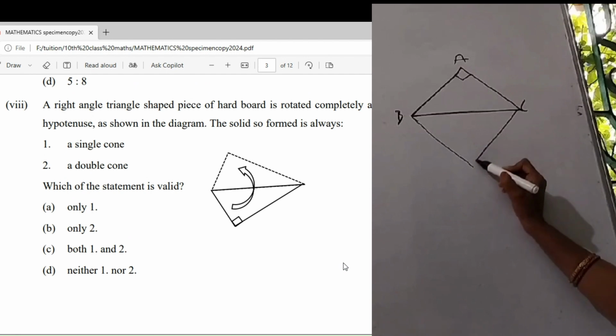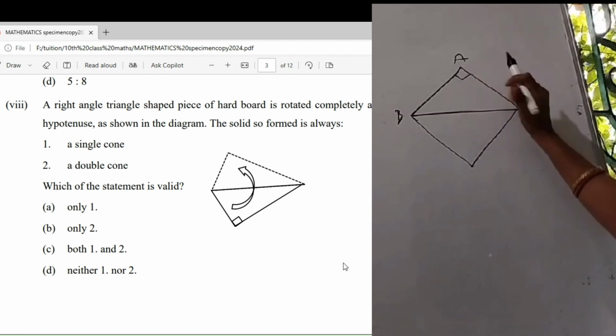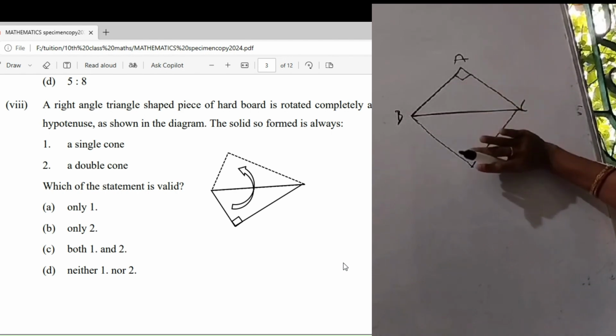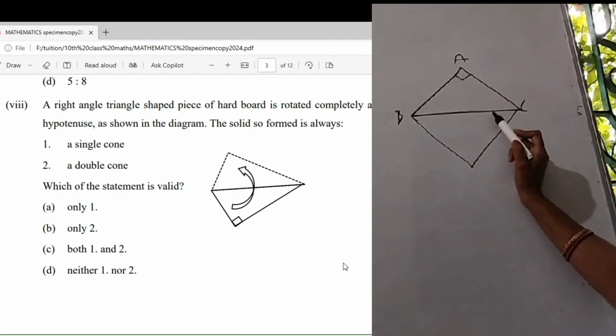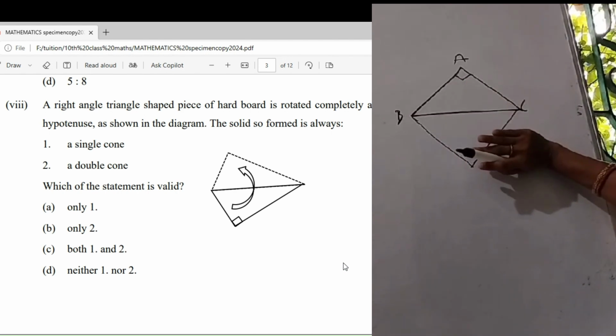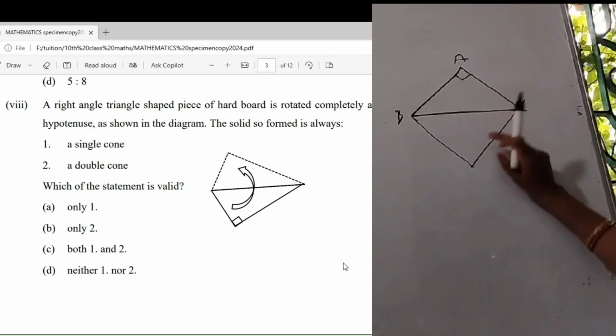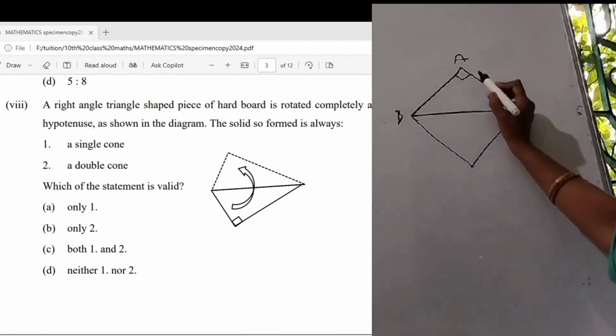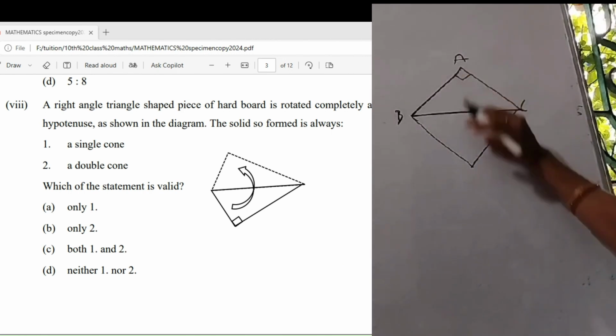See, this is the right angle triangle. It is right angled at A, and BC is the hypotenuse. It rotates about this side. Then what will be the shape of this figure? This shape is a double cone. How? You see, it is rotated.